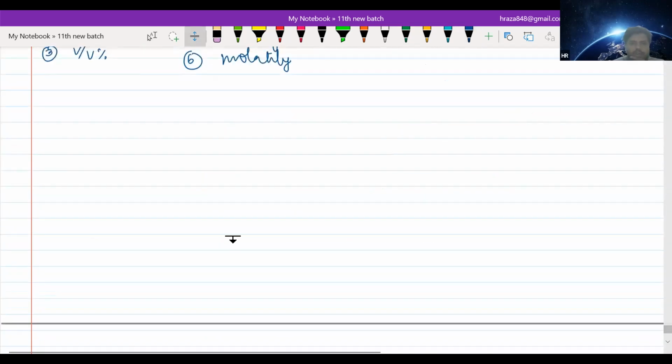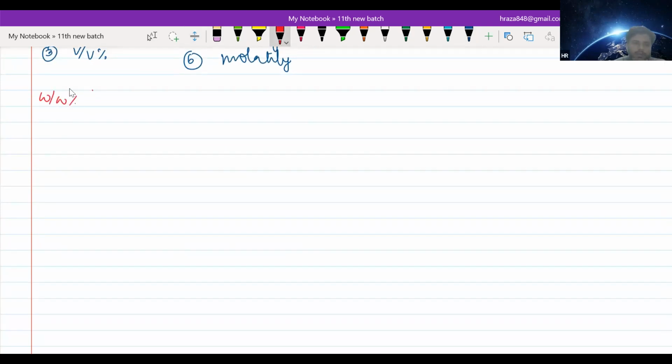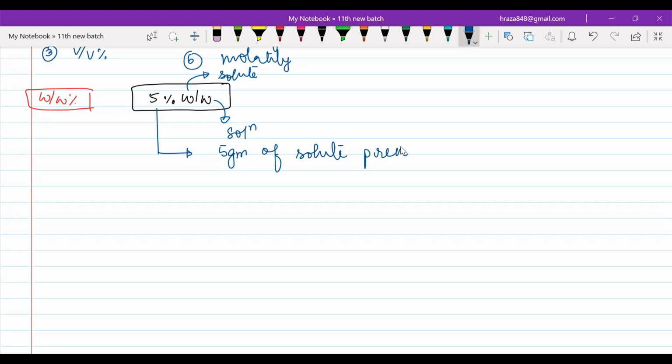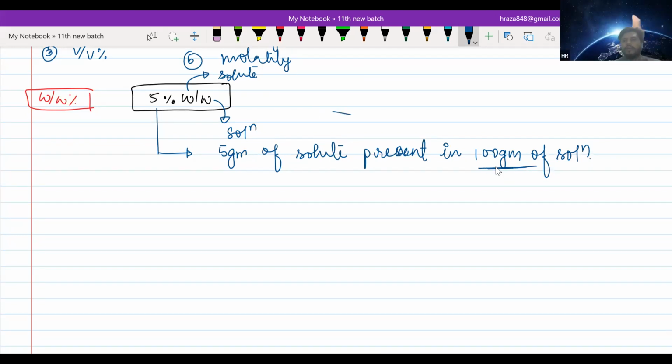That's good. Very good. So now we're going to start the first concentration term, that is weight by weight percent. Whenever there is a question like 5% weight by weight, what does it mean? This small word is a whole sentence in its own right. Now you can see that 5% weight by weight means, first of all, this numerator represents solute and this denominator represents solution. So if you expand this into a sentence, this means 5 grams, since it is weight, of solute present in 100 gram of solution. Since it is percent, that means in 100, so it is present in 100 gram of solution. Are you getting my point?